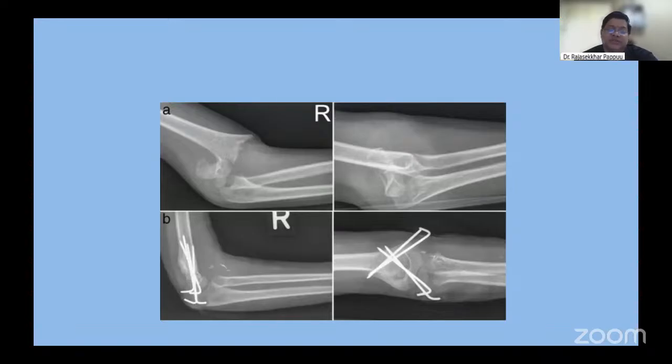So this is a case where it was operated. He was put in pins and it is stabilized, and the pins will be removed completely after 6 weeks.